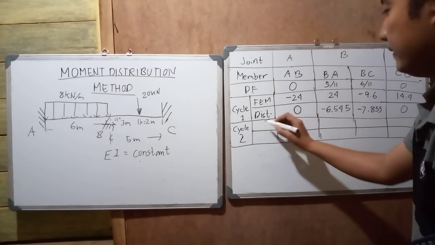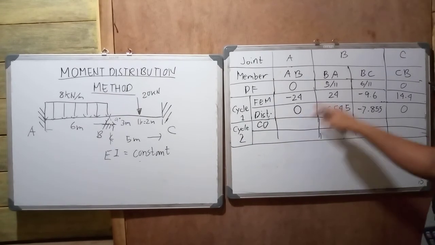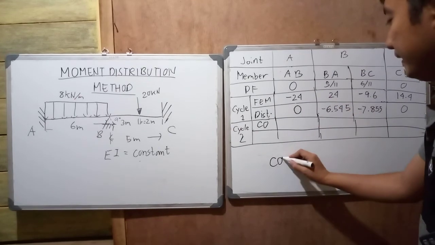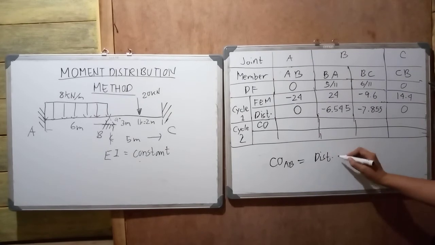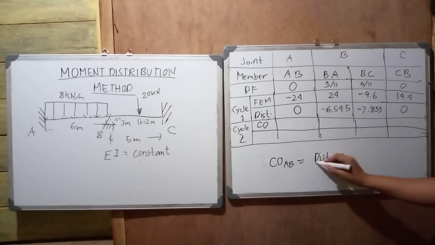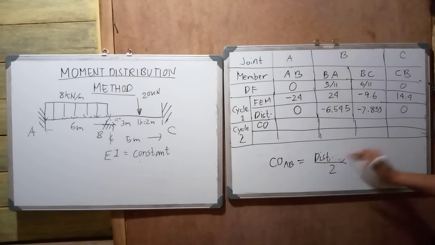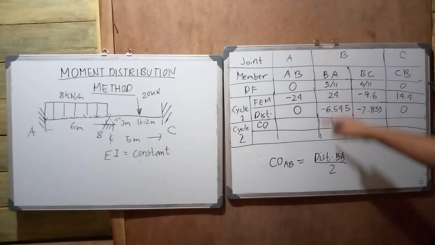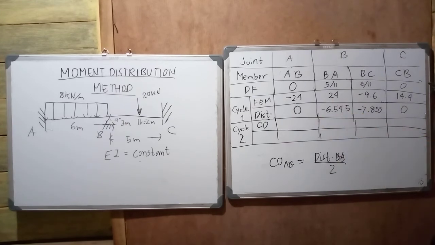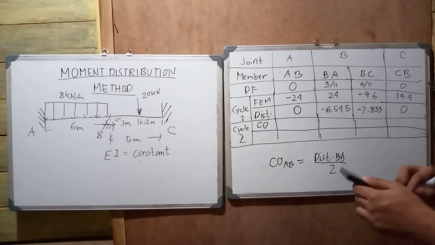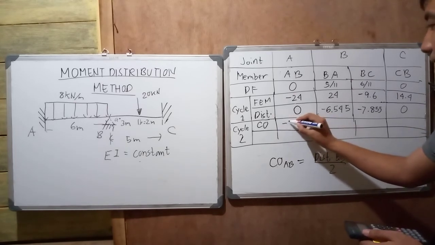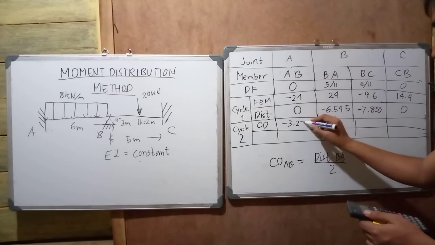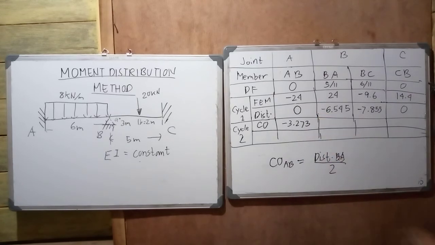So, yung cycle 2 natin is C, carryover. So, dito, since CO AB is equal to this distribution at AB over 2 ay BA over 2. So, therefore, yung kalahati niya. So, i-divide mo to ng 2. Okay? So, negative 6.545 divide 2. Okay? Magiging negative 3.273 siya.